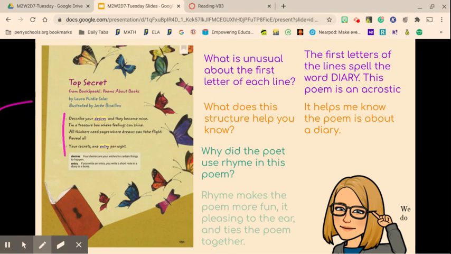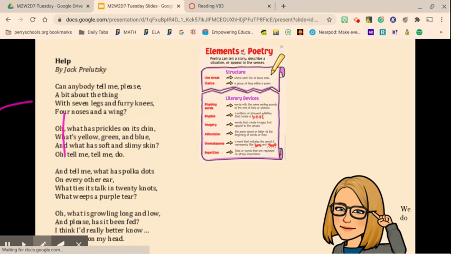Thinking about this, why did the poet use rhyme in this poem? Rhyme makes the poem more fun. It's pleasing to the ear, and it ties the poem all together. All right.